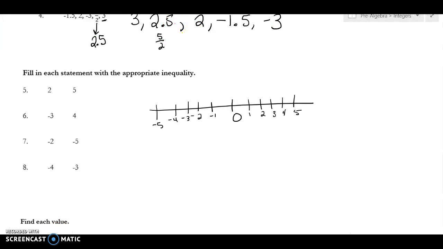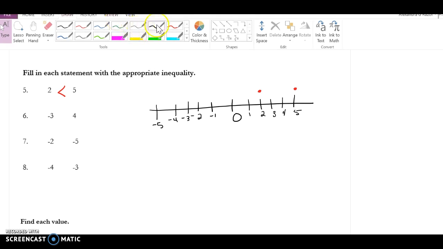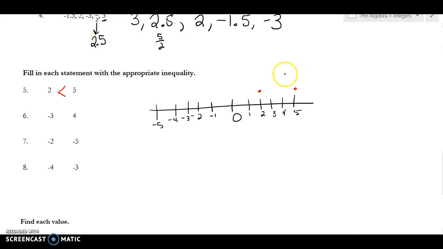Okay, I went ahead and drew a number line just in case people needed it. So 2 and 5. 2 is farther to the left, so it's less than. Then I'm going to change colors. Negative 3 and positive 4. Negative 3 is farther to the left, so it's less than.